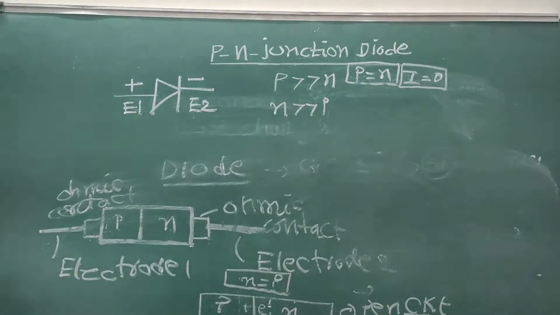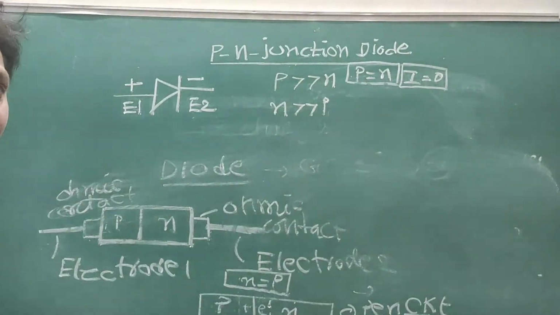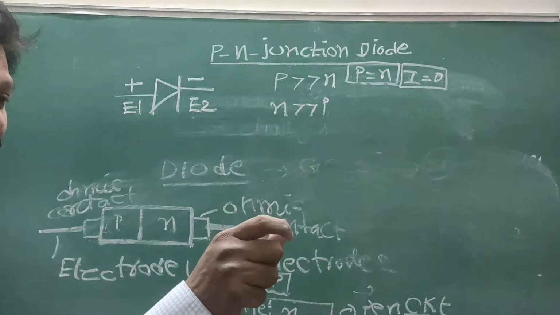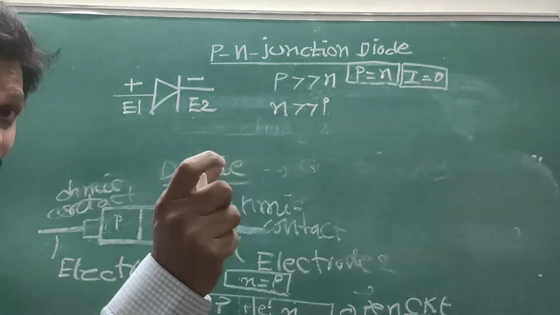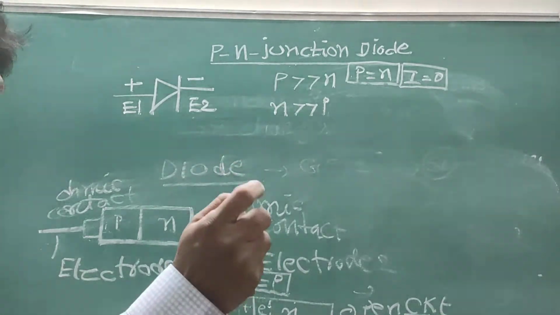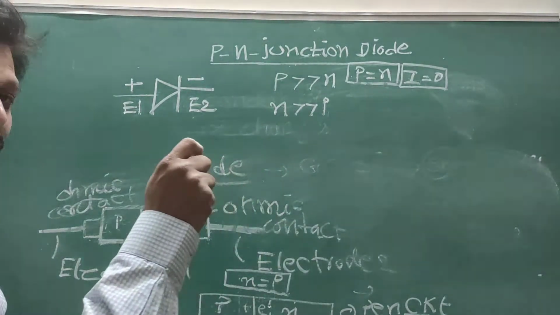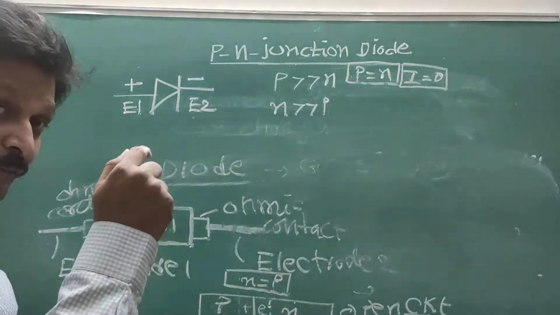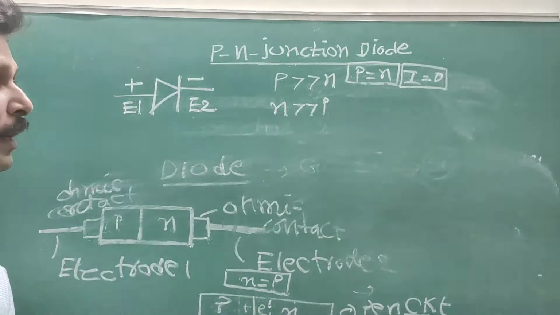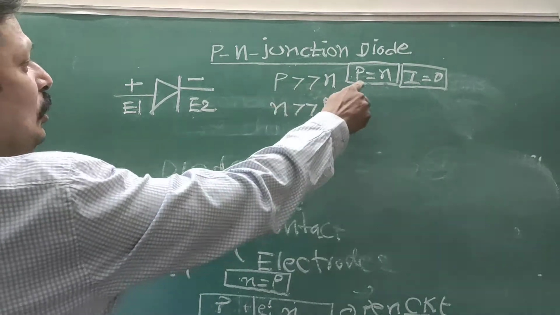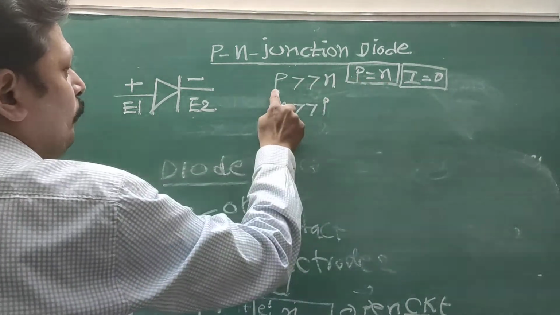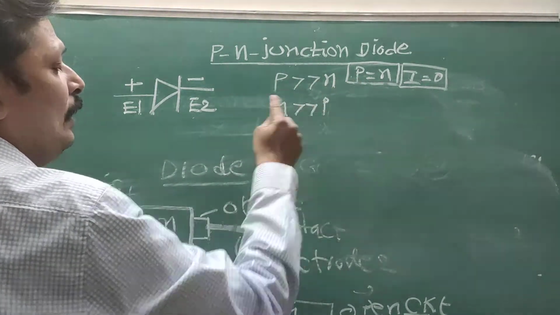But our objective is to regulate the flow of current through this. How to regulate? By controlling it with an external source. If you want to control by an external source, then it is possible to regulate it. That is possible by changing the condition of P to N, in the form of P greater than N or N greater than P.